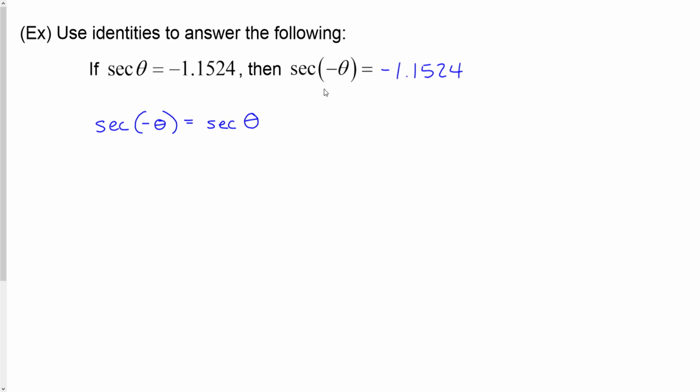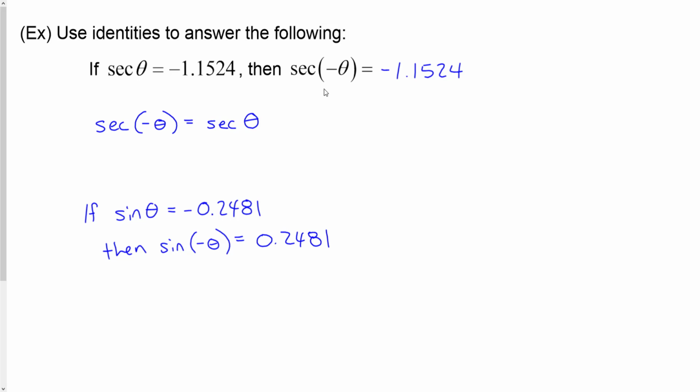If this had been, for instance, sine of theta equals negative 0.2481, then sine of negative theta, well, it results in the opposite sign. So it would have been positive 0.2481. So sine, cosecant, tangent, and cotangent all change signs, but secant and cosine do not.